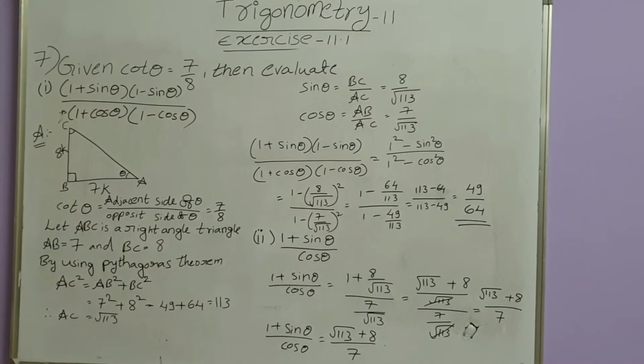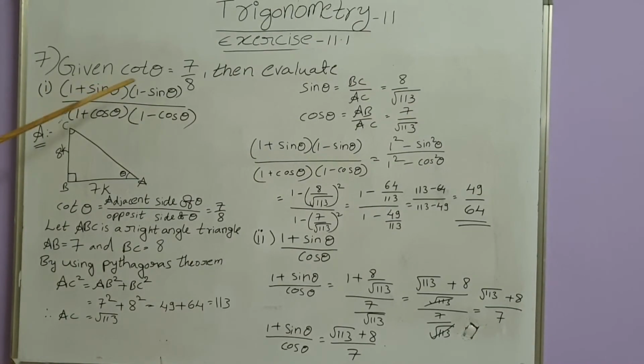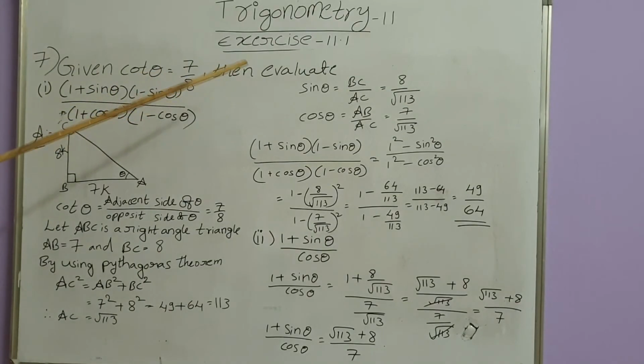In this 7th question, given cot theta is equal to 7 by 8, then evaluate. The first one is (1 plus sin theta) into (1 minus sin theta) by (1 plus cos theta) into (1 minus cos theta). Take one triangle, that is right angle triangle ABC. Cot theta. What is cot theta? Adjacent side of theta by opposite side of theta, AB by BC, 7 by 8.